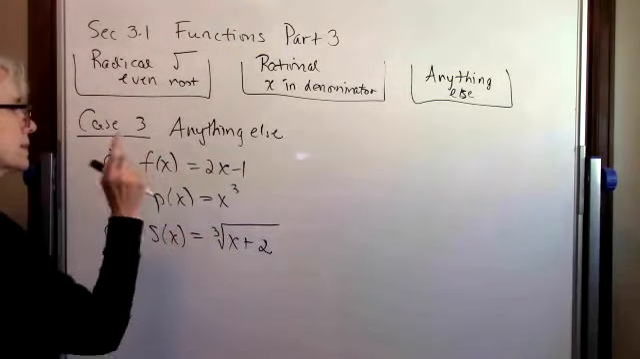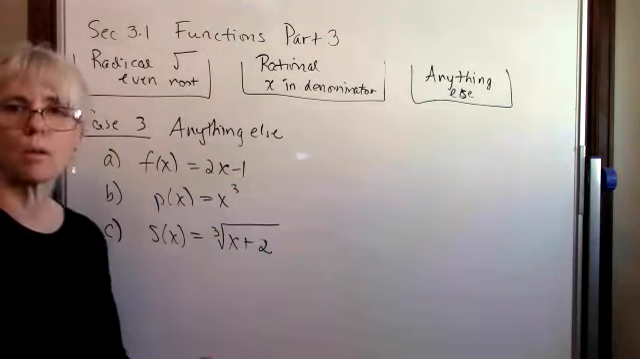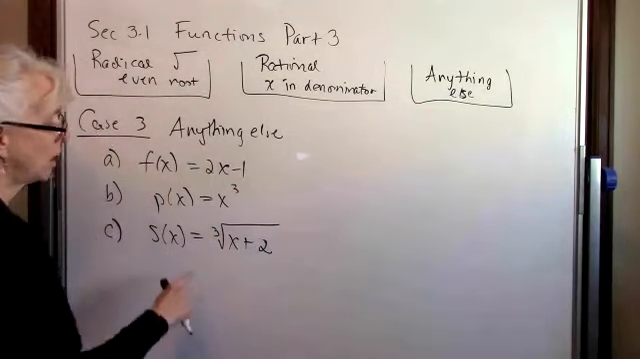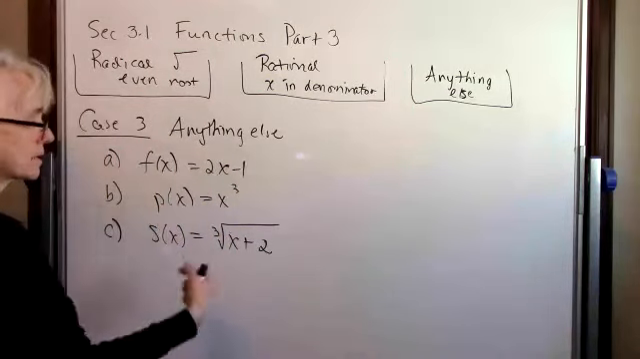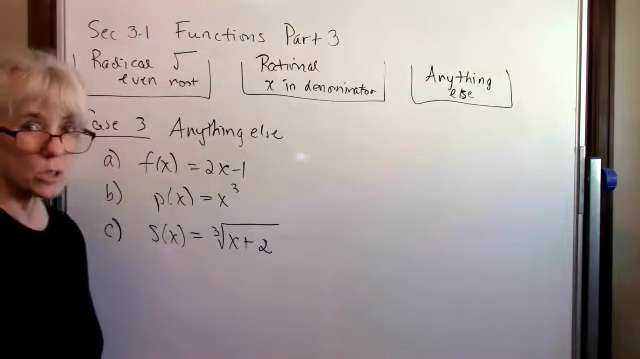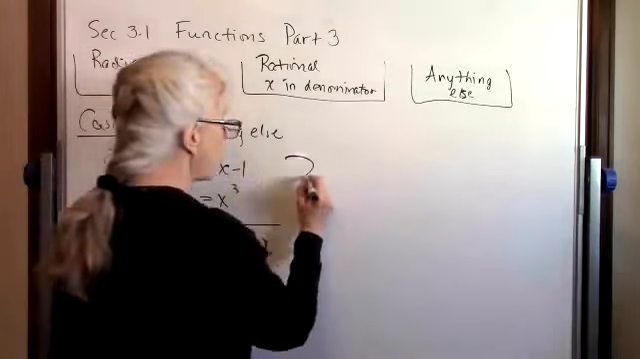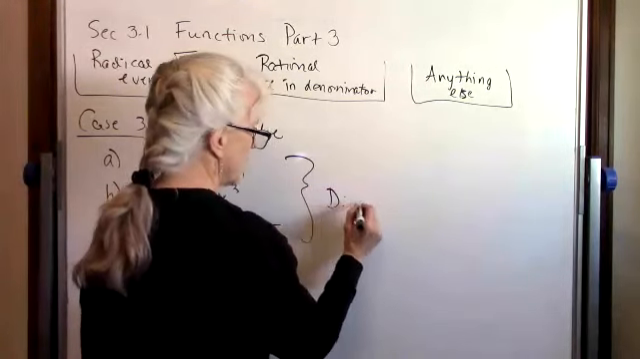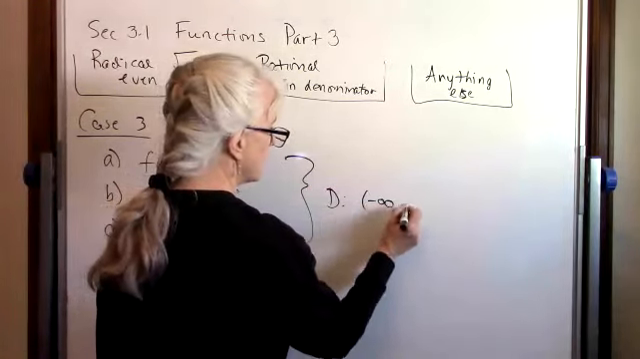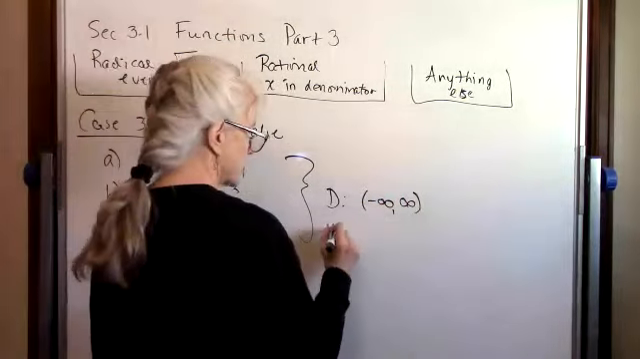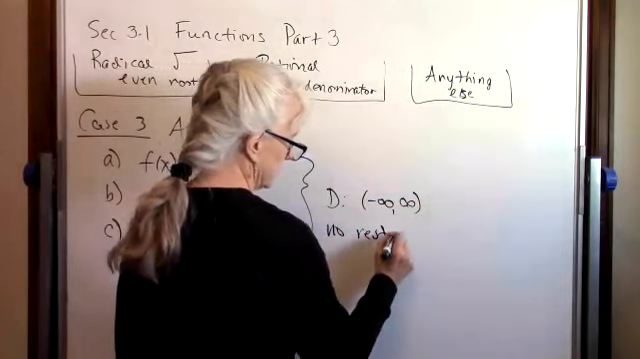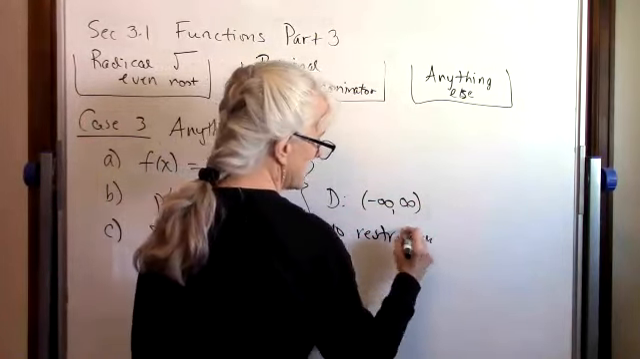Because they don't have a radical, you don't have to worry about having a square root of negatives. With an odd root, you can take the root of a negative. They don't have any x in the denominator, so they basically have no restrictions. So the domain for all of these is going to be negative infinity to infinity. There are no restrictions, and that's what we're recognizing. That's why it's my favorite category.